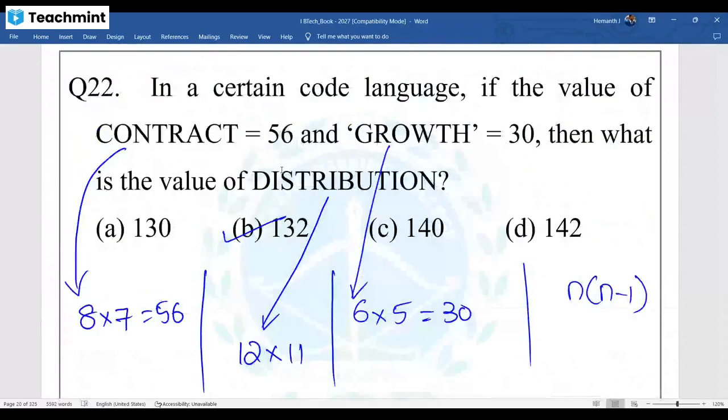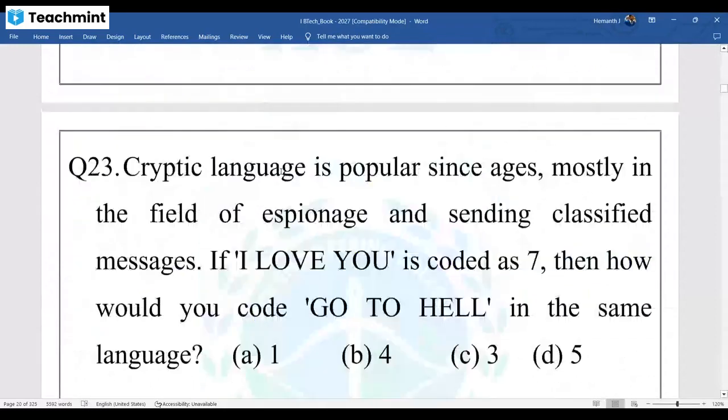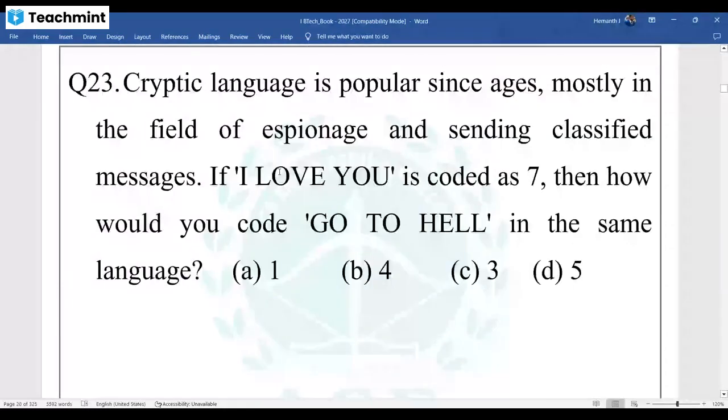Done with this? Right. Now see this 23rd question given in ESE prelims. Gate exam questions, ESE, placements, all competitive exams we are discussing here. This question is given in the ESE prelims exam. With certain typical language, they gave: go to hell is what? They gave the first word as 7, so you think about it.